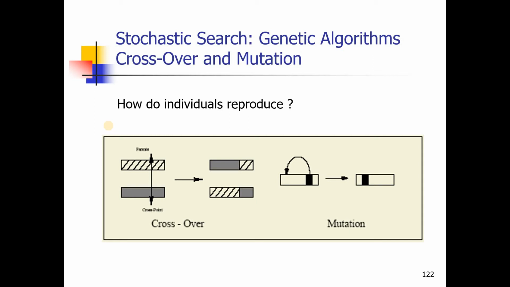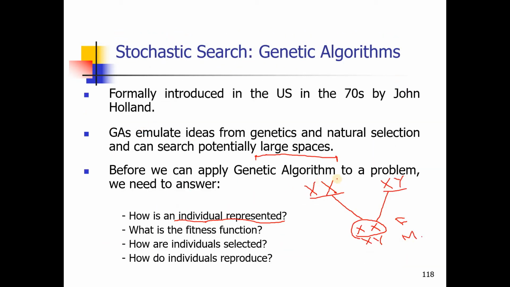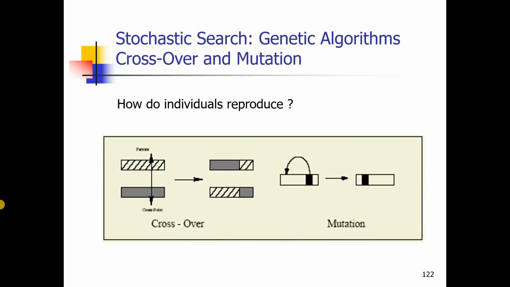When that is done, how the individuals reproduce is the important step. That's what we saw in the case of humans, for example: the female chromosome and the male chromosome interact and produce new chromosomes based on the genes coming from the different sides. Here the individuals reproduce in two different ways. This is important: either they perform a crossover or they perform a mutation.